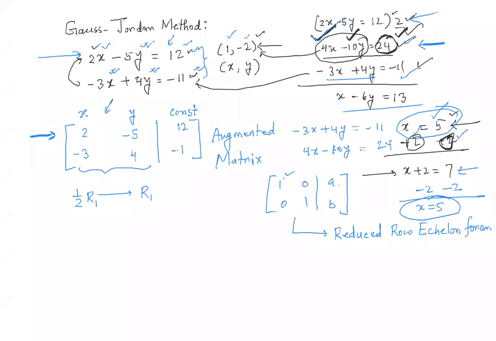Why am I doing it? So that I have a 1 in the top left corner. So it's going to be 1, -5/2, and 6. Then keep the second row as it is: -3, 4, -1. Is this clear to everybody? Yes.